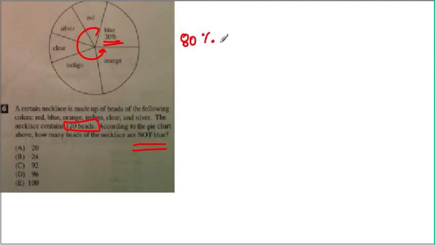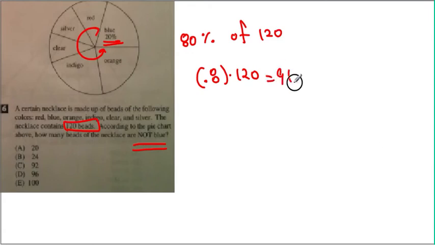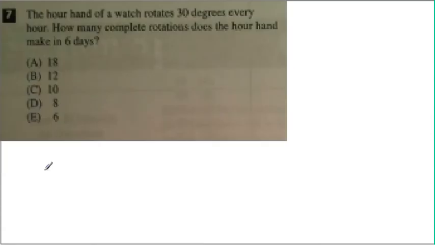So ultimately what we're looking for is 80% of 120 beads. 80% is simply 0.8, and all we do is multiply by 120. Now this becomes 96. So our answer becomes 96, choice D.